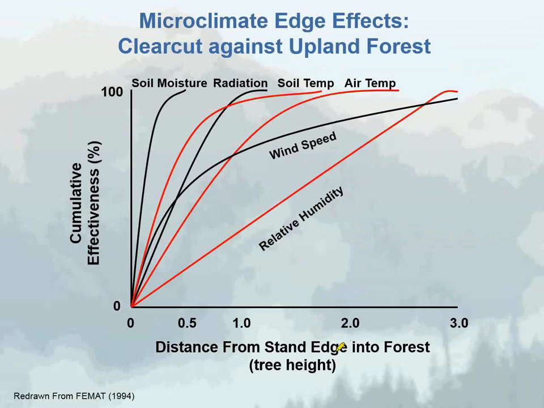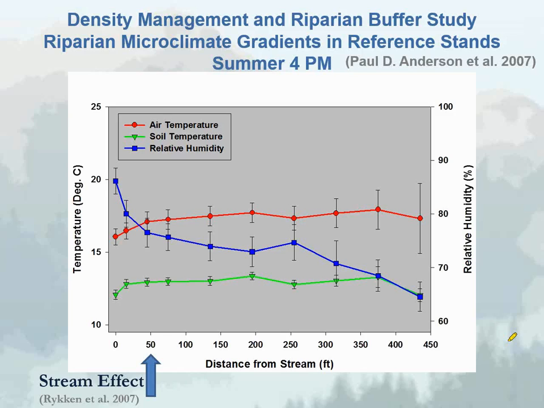So temperature, there's soil temperature, air temperature, and humidity. These are from the FEMAT curve, and we're getting information that these curves were probably drawn a little bit wrong for a stream. And I know I'm looking at the time. I'm going to go quickly through these next slides just to get to the end.